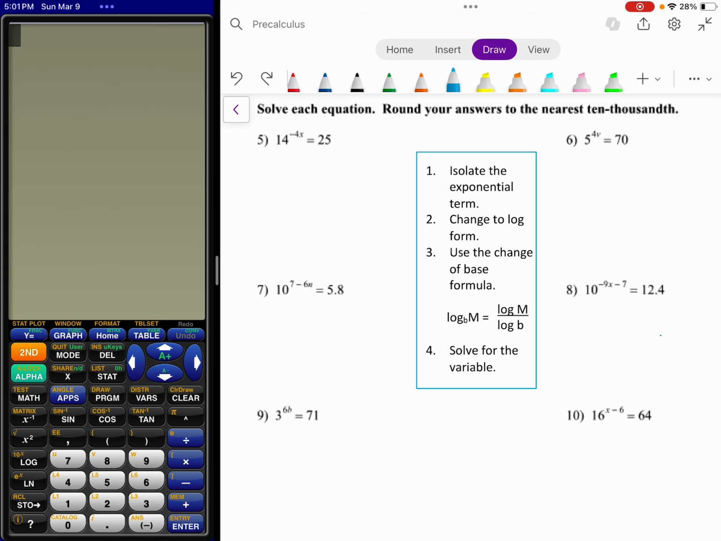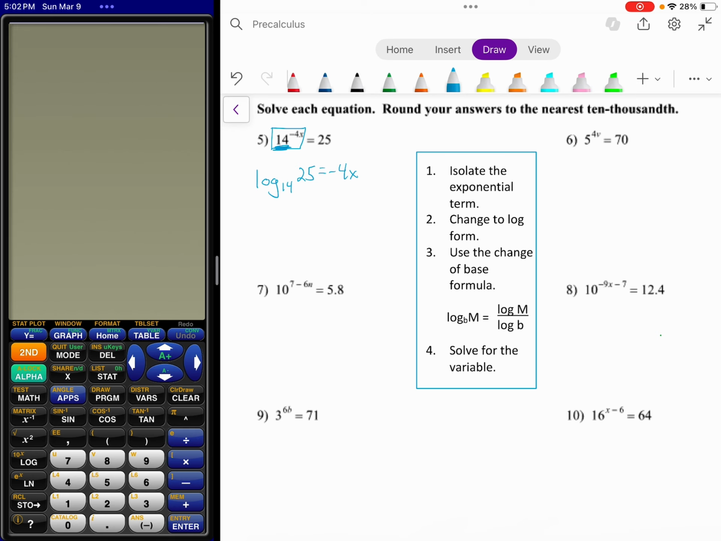Number 5. Again, the exponential term is already isolated. It's by itself. So we're going to change to log form. So remember, the base of the exponent will be the base of our logarithm. So log base 14 of 25 is equal to negative 4x. So that was step 2. Step 3, use the change of base formula.